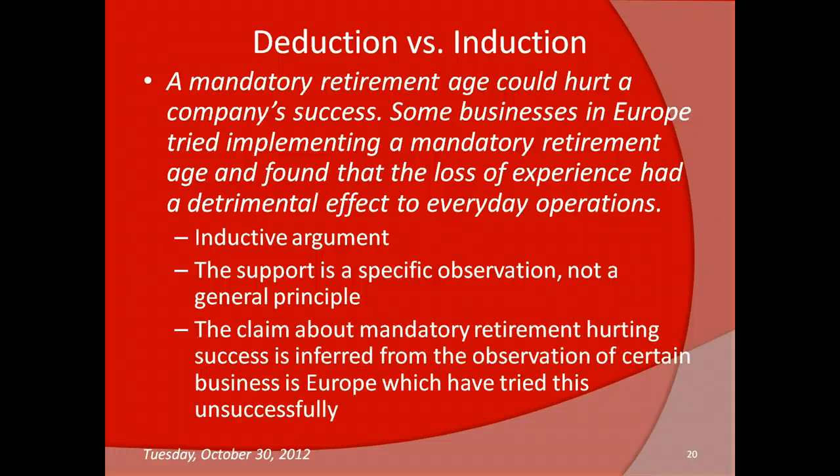The claim about mandatory retirement hurting success is inferred from this observation of certain businesses in Europe which have tried this unsuccessfully. And we can reasonably assume that the claim is very reasonable. It says a mandatory retirement age could hurt a company's success. Well, yeah, we have examples to prove that, specific observations that prove that it in fact could hurt a company's success. So it's reasonable.